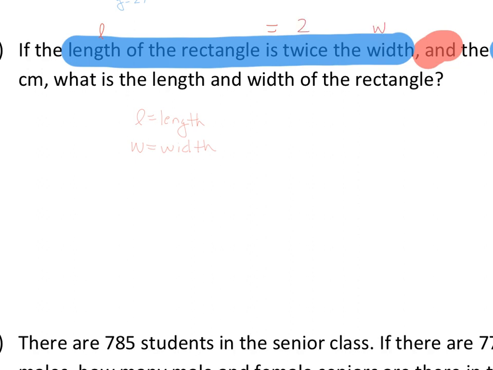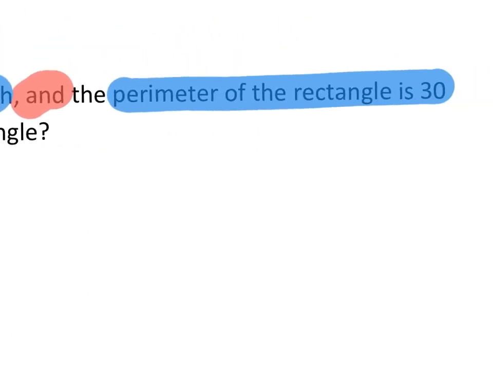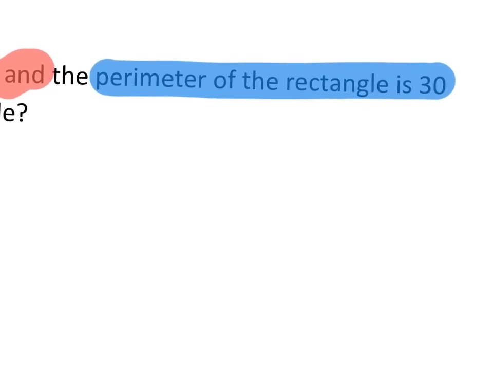Just break down your words. Okay, so down here, I'm going to have L equals 2W for my first equation. All right, and on the second equation here, let's see what it says. The perimeter of the rectangle is 30.